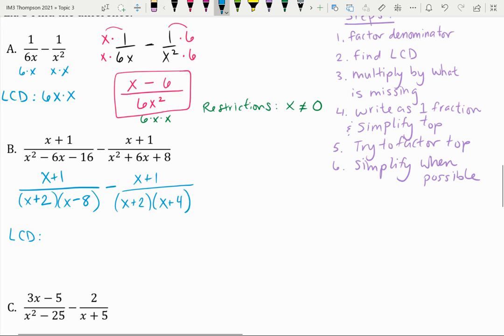Step 2, find the least common denominator. So I can use these as lists. I need to have everything from the first denominator and everything from the second denominator. So I need an x plus 2. I can check those off both lists. I need an x minus 8. And I need an x plus 4.